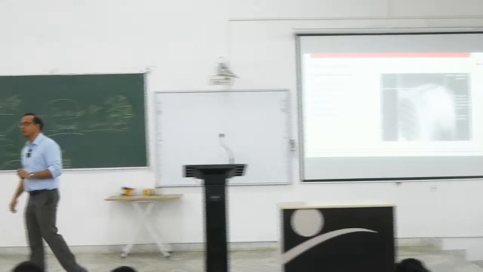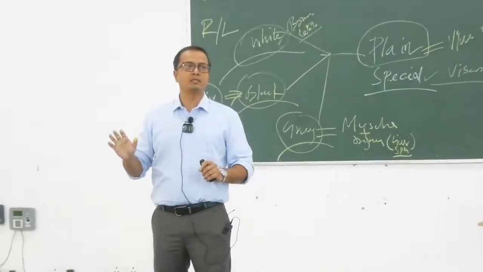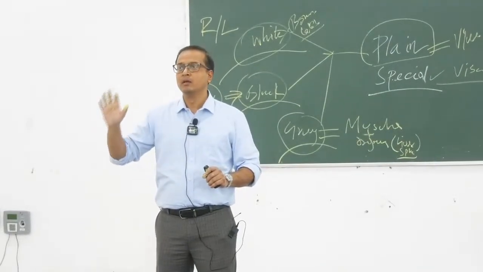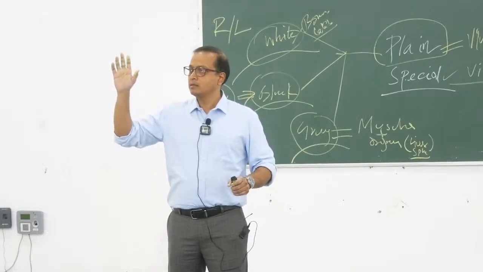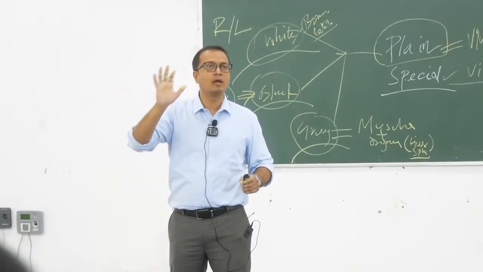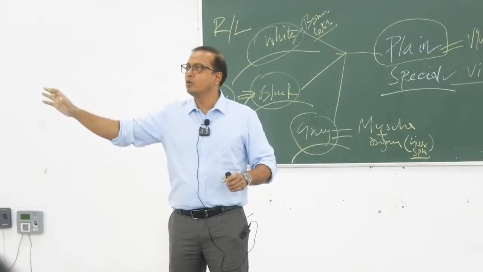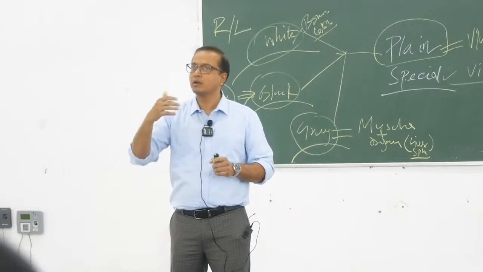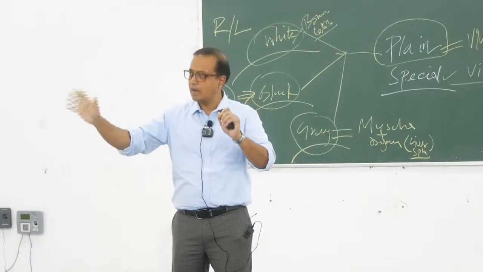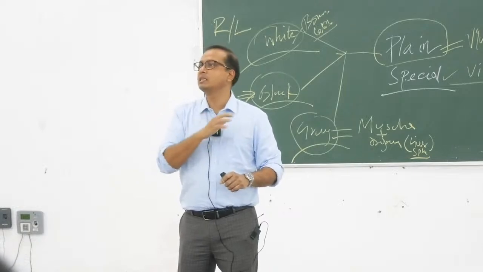This is a skiagram picture which you're seeing here involving the shoulder region. Whenever you are interpreting this, you have to analyze one after another. What's the first thing? Is it a plain X-ray or a special X-ray? Plain X-ray. What region are you looking at? Shoulder region. What view are you looking at? Anterior-posterior, posterior-anterior, or lateral? You have to specify.